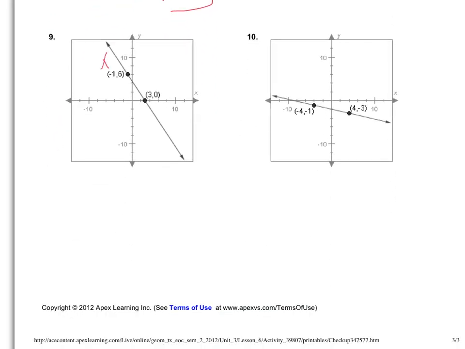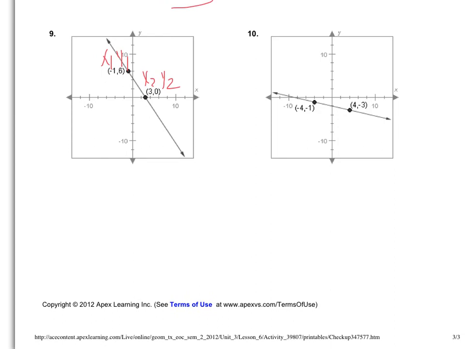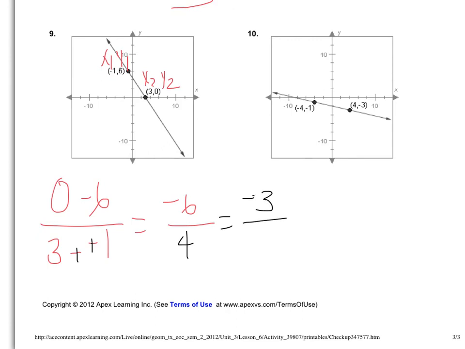And lastly, number 9. I'm going to label my points (x1, y1) and (x2, y2). So it would be 0 minus 6 divided by 3 minus negative 1. 0 minus 6 is negative 6. The minus negative becomes plus a positive. 3 plus 1 is 4. Negative 6 over 4, I can reduce that. I can divide both of those by 2. Negative 6 divided by 2 is negative 3, and 4 divided by 2 is 2.